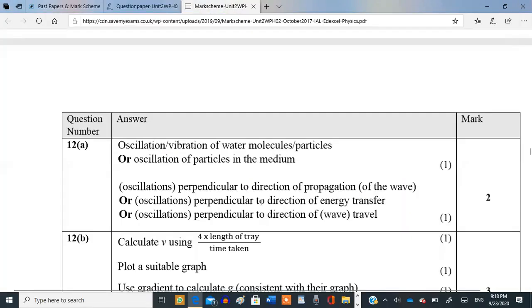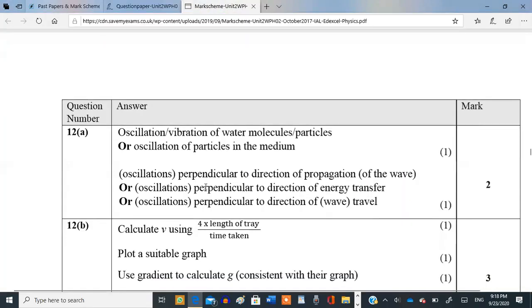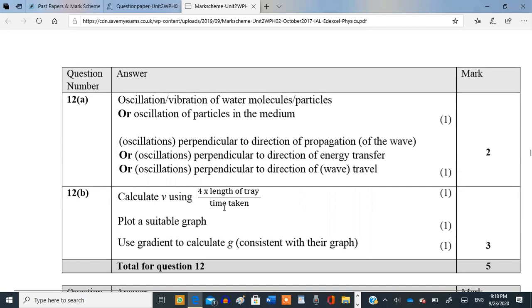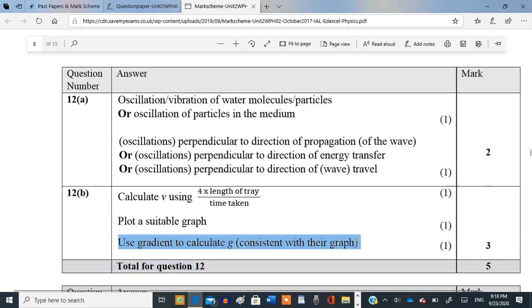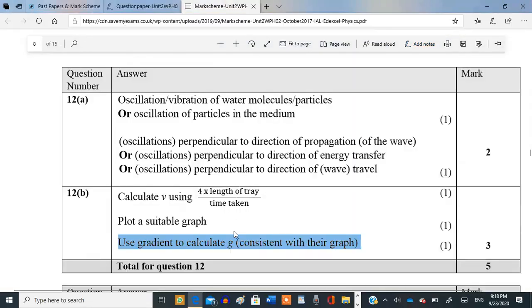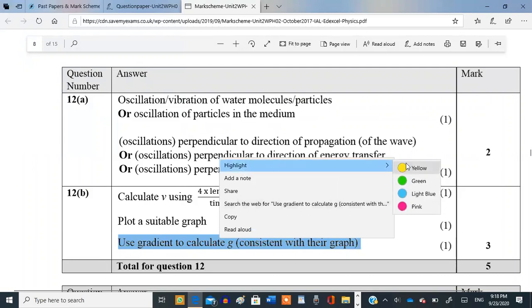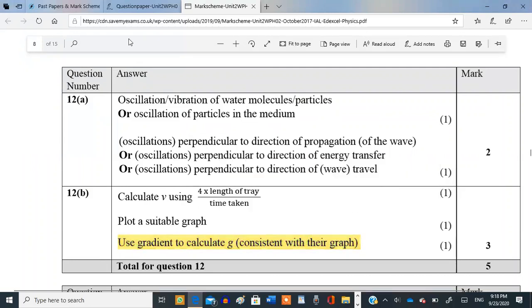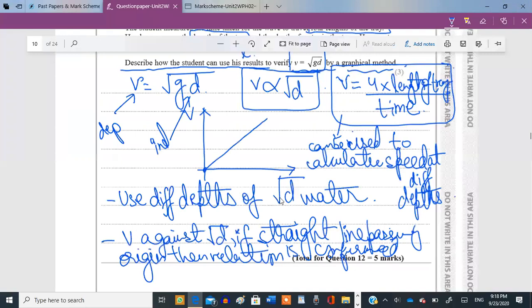So verify from the marking scheme, it says speed is 4 times the length of tray divided by the time. Plot a suitable graph. Use the gradient to calculate the G. Well, they use this method, but even if we don't use this method and use that passing through the origin technique, that's also going to give you the marks. They didn't give it over here, but that is accepted. But since this is your marking scheme and this is the point that they want to answer, you have to go with that marking scheme.